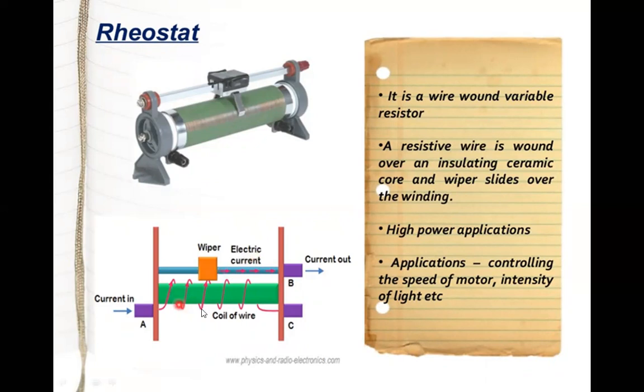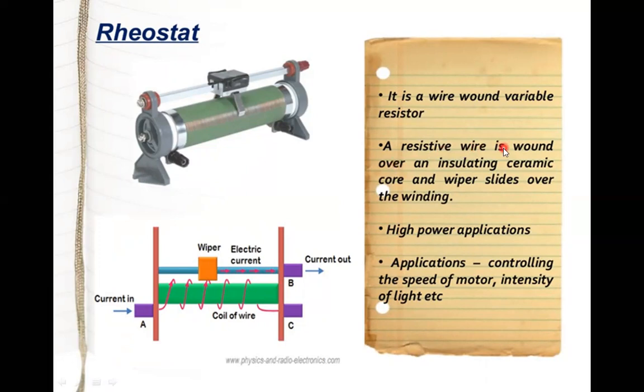Here you can see that. This is current in and this is current out. This is a wiper. It is in contact with the coil of the wire, and this is how the current flows from current in to the current out. So we can say that this is point A, this is point B, and this is point C, and this is a coil of wire.